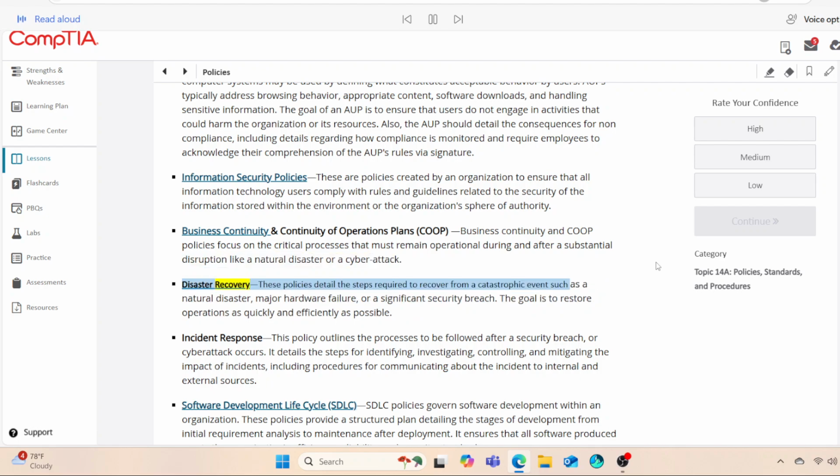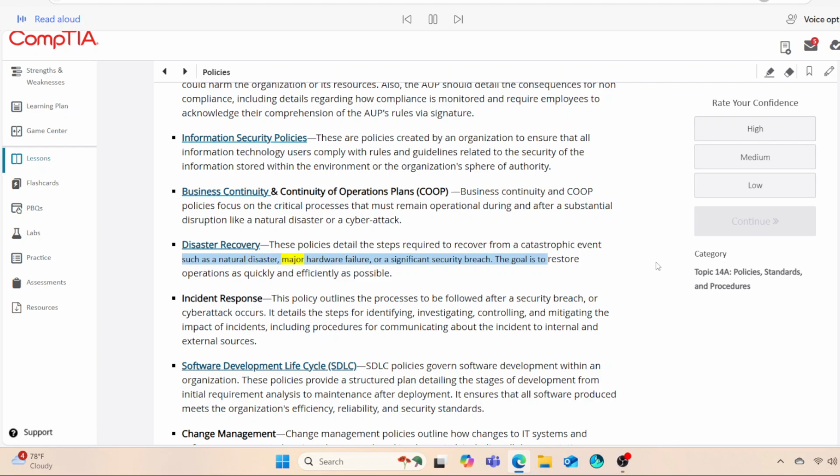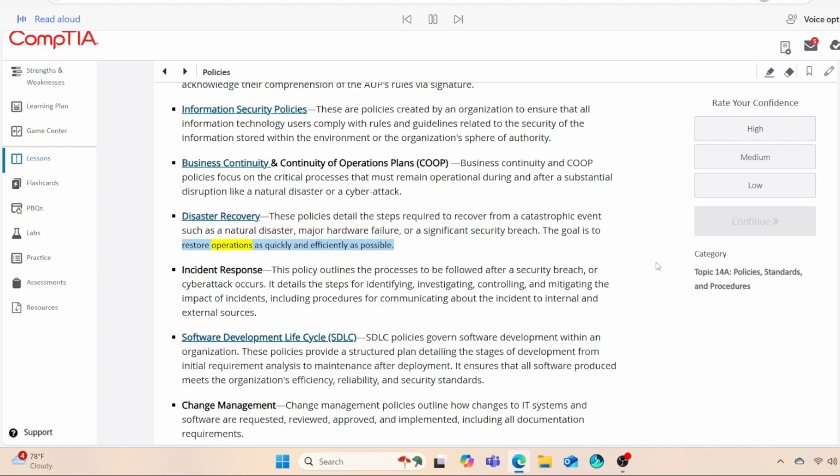Disaster recovery. These policies detail the steps required to recover from a catastrophic event such as a natural disaster, major hardware failure, or a significant security breach. The goal is to restore operations as quickly and efficiently as possible.